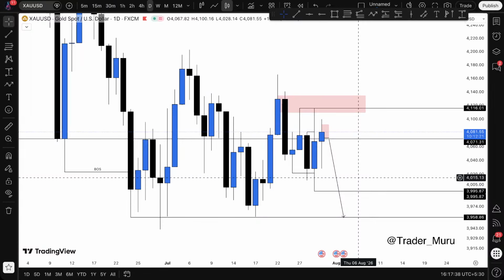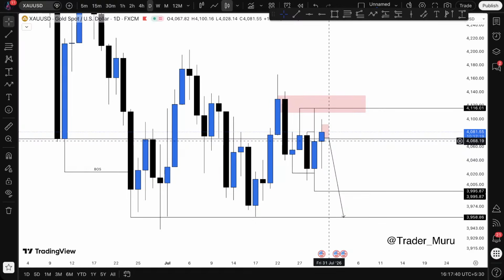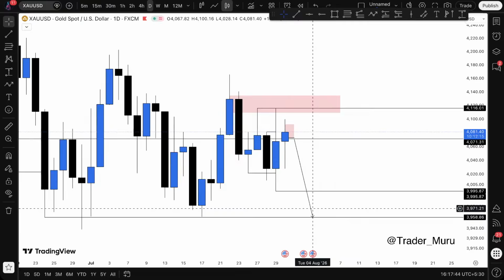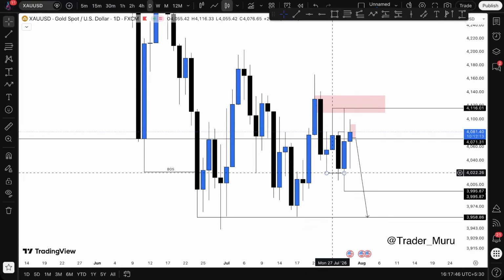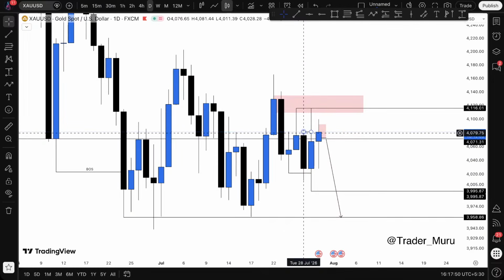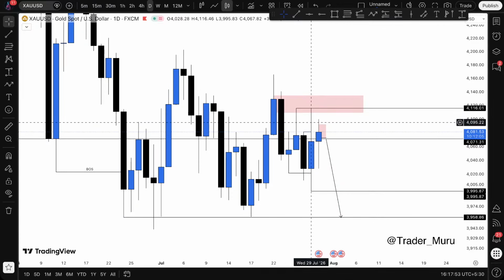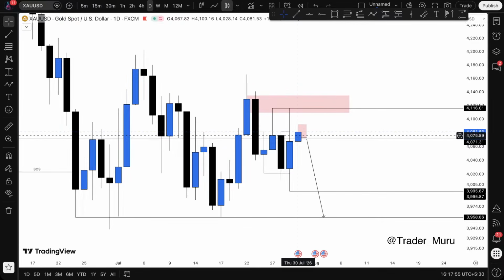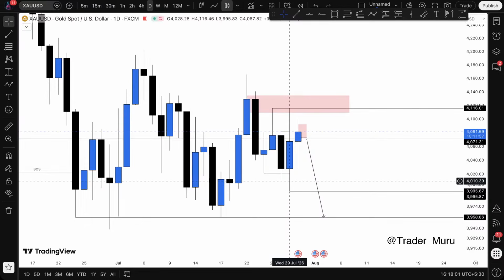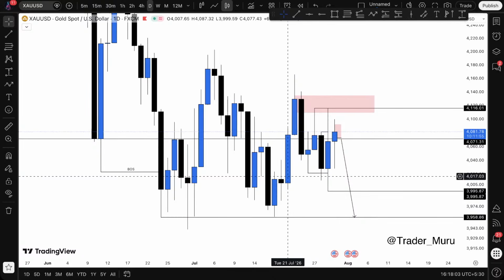Today we are going to analyze gold for this move. So without wasting time, let's get on the chart, guys. Our daily closing is below the previous day high, so it is making this a sweep. Today's candle should close below 4013. We are expecting a close below 4013 today.